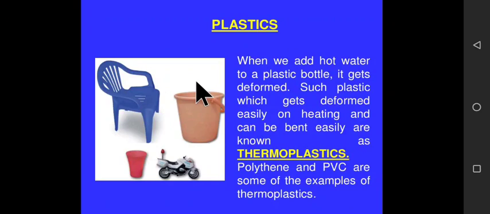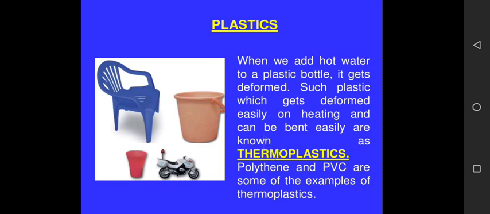Next, let's study the types of plastic on the basis of their reaction to heat. First, let's study thermoplastics. So what is thermoplastic? Students, you should know, it is a plastic that softens when it is heated and becomes firm again when it cools down. This type of plastic is known as thermoplastic.